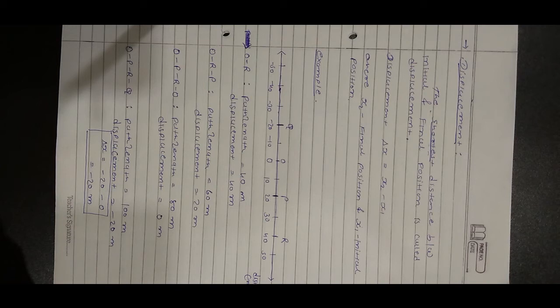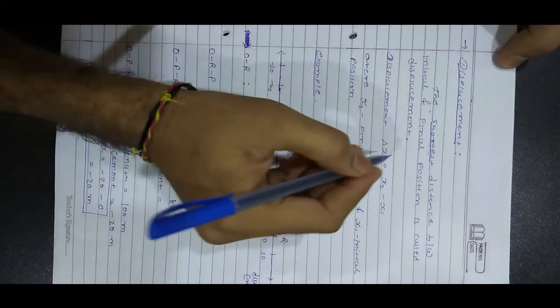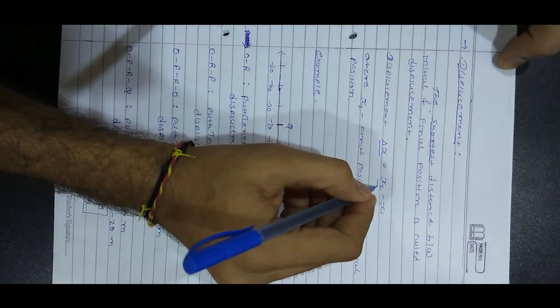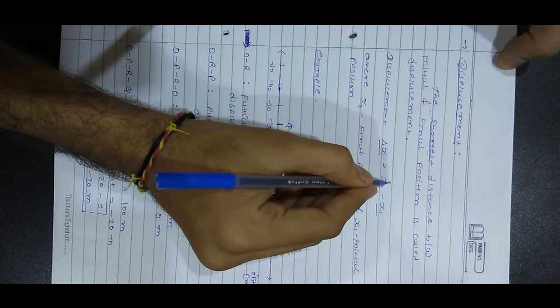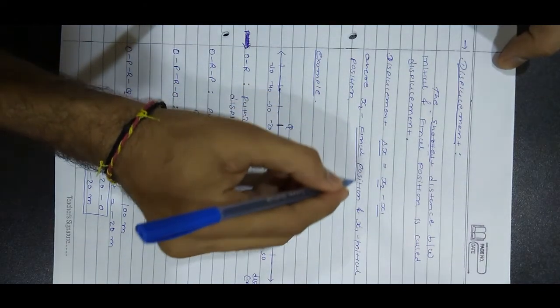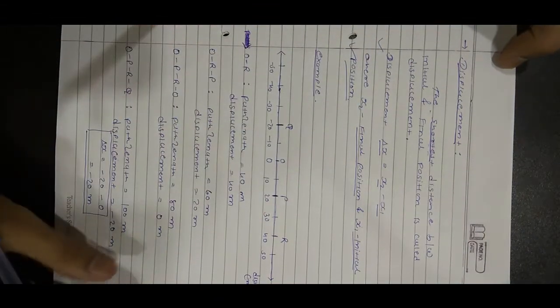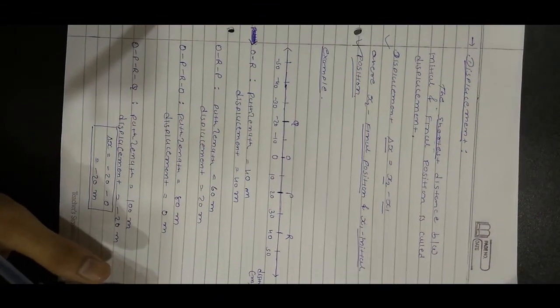While path length is what, total distance covered by the body during its initial and final position. And the displacement is shortest distance between initial and final position. So displacement over here, equation of displacement, which is delta x, we can write over here as a final position minus initial position. Here x2 represents final position and x1 represents initial position. So displacement is defined as final position minus initial position.